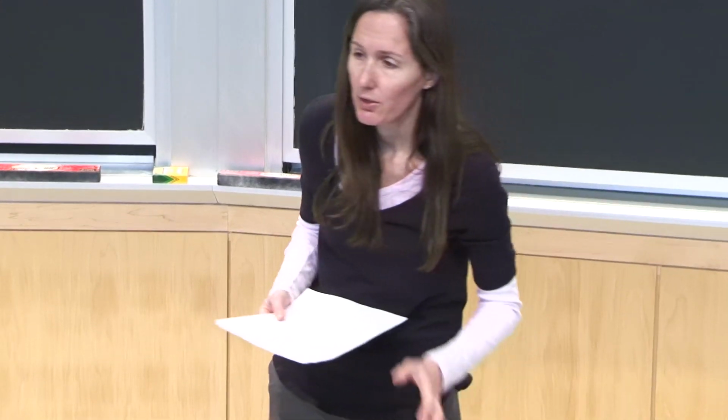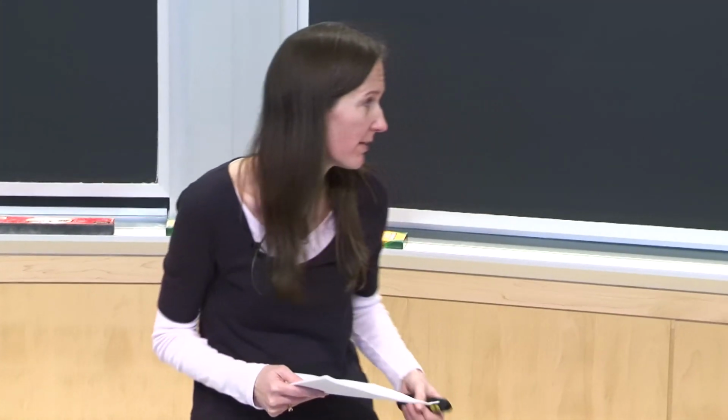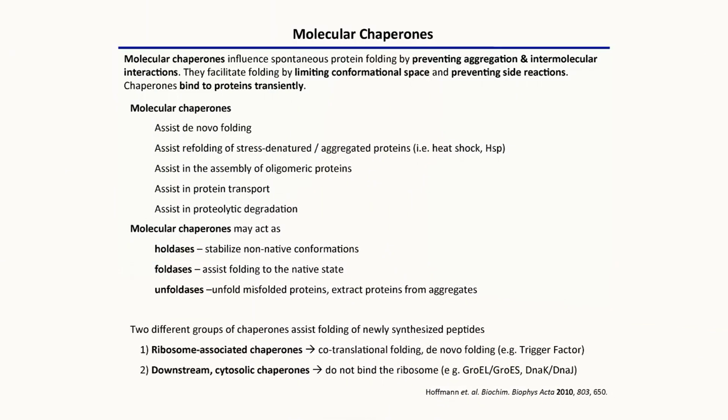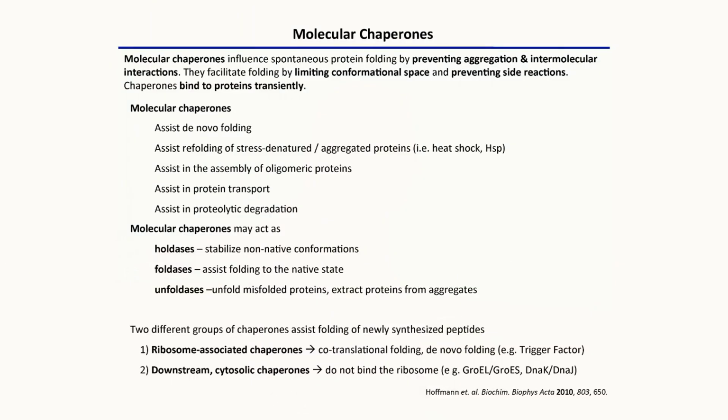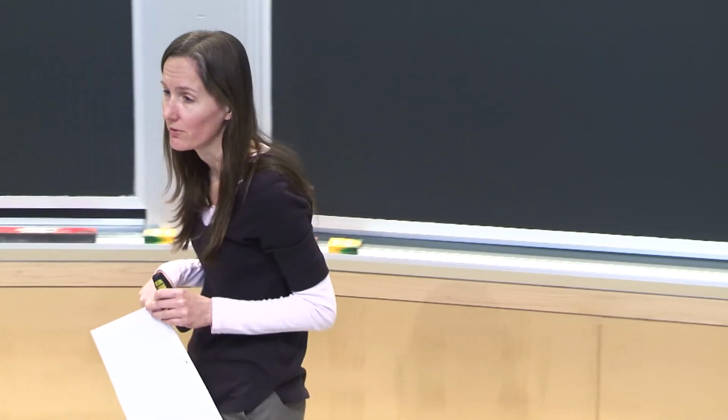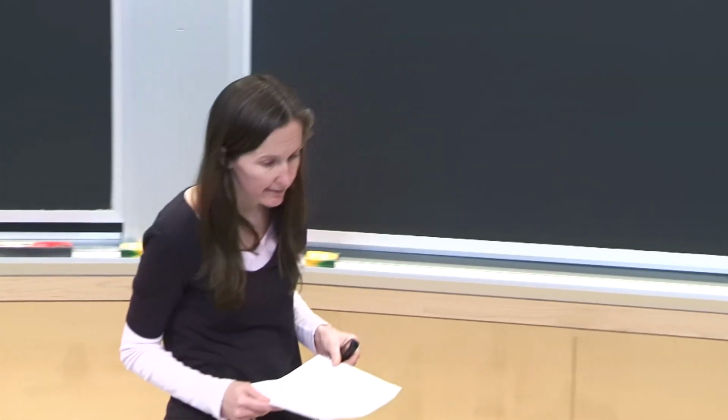And so we're going to think about these chaperones in the cytoplasm in 2 main groups for the ones that interact with newly synthesized polypeptides. First, we can think about trigger factor, which is a chaperone that's associated with the ribosome, as we'll see. Trigger factor is involved in co-translational folding, meaning the polypeptide is still associated with the ribosome, and de novo folding. And then we'll examine some downstream cytosolic chaperones. These are chaperones that do not bind the ribosome: GroEL, GroES, DnaKJ.